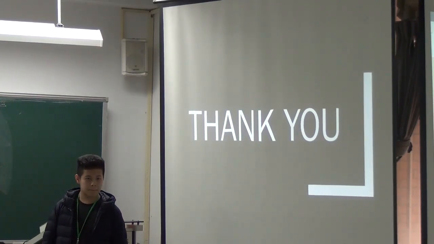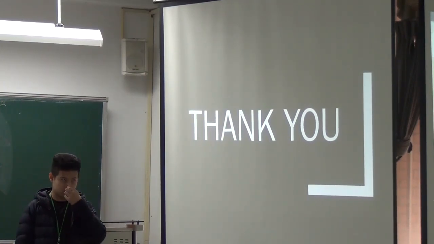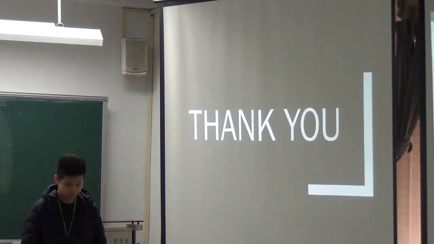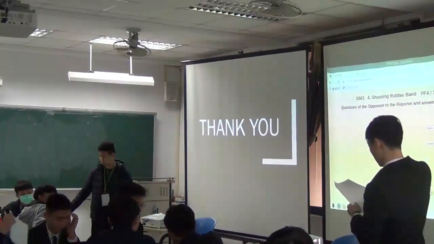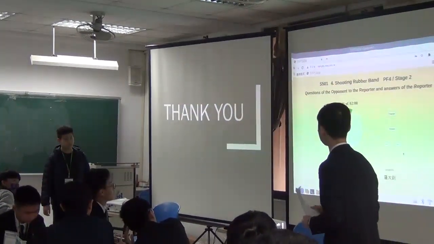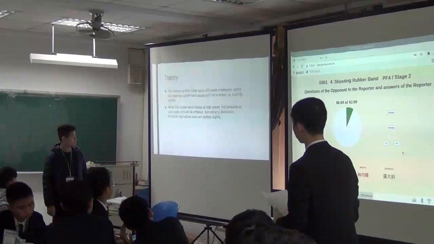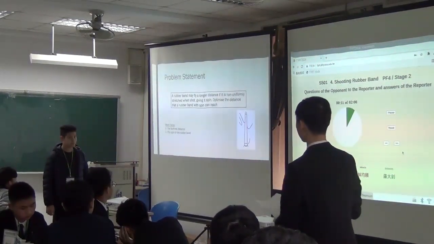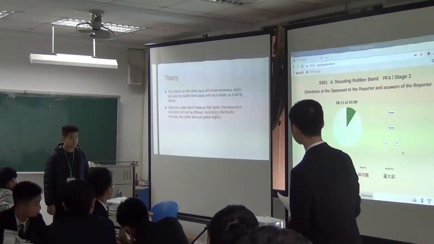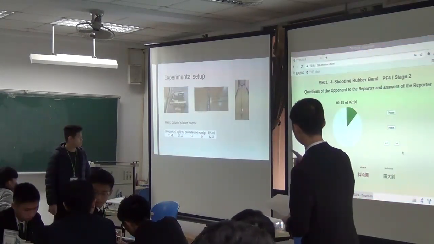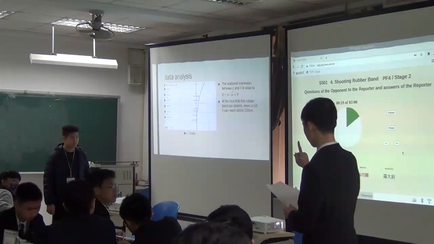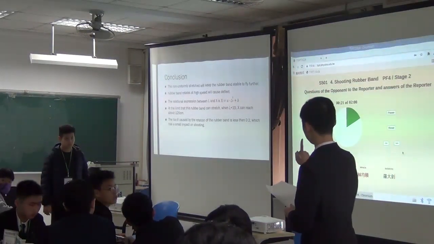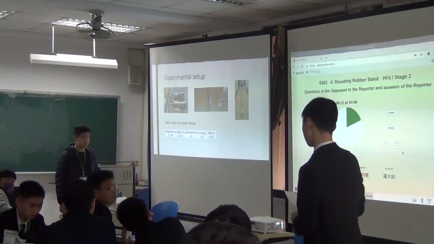The question from the opponent and answer from the reporter, 2 minutes. Okay, so firstly, can you switch back to the page you mentioned, precession? You said you observed that the rubber band has a certain precession. Can you define precession? What is precession? It means that the axis of rotation changes when it is flying.